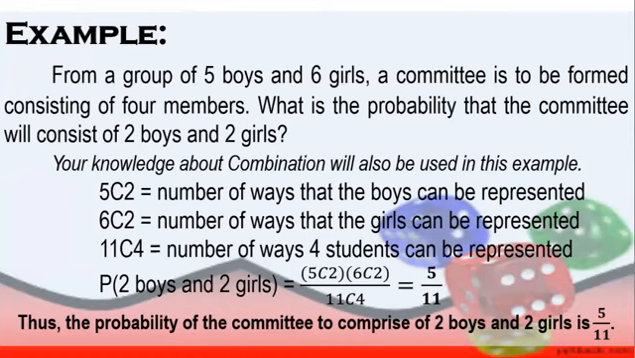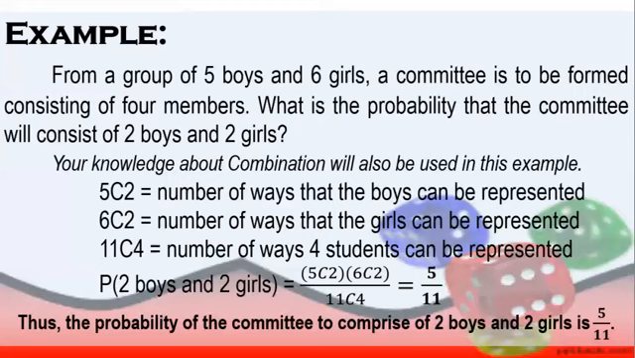So bakit po natin i-identify yung 11 C4 or 11 taken 4? Kasi yun po yung ating magiging denominator. So saan po ba galing yung 11 taken 4? So yung 11 po natin ay yung total po ng ating options, 5 boys and 6 girls. So 5 plus 6, it will give us an answer of 11. And then, yung 4 po naman natin ay yung ilan po yung members ng committee. So yung dalawang lalaki, saka yung dalawang babae, kaya po siya naging 4. So ibig sabihin po yung total combination po natin, given that there are 5 boys and 6 girls, is 11 C4 or 11 taken 4.